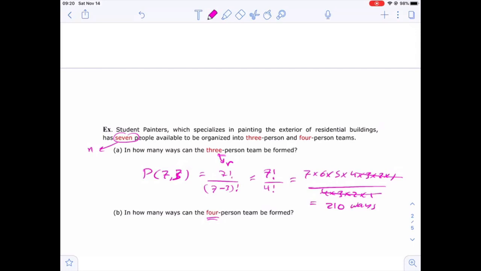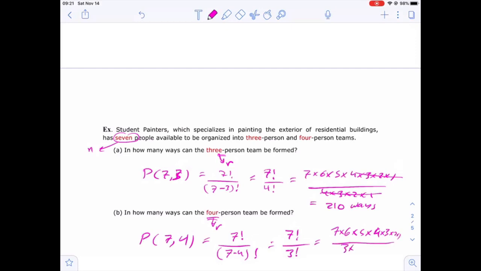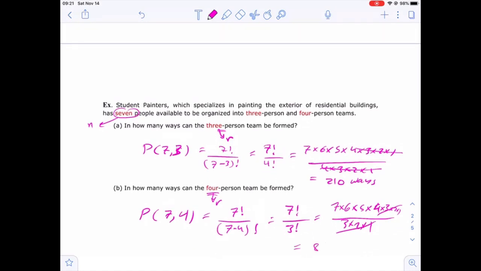Now, in how many ways can a 4-person team be performed? So here we have r equals 4, so we use P(7, 4). We choose or take 4 at a time, so that's 7 factorial over 7 minus 4 factorial, which is equal to 7 factorial over 3 factorial. And then you may use the calculator, or you can multiply by hand as I do here. Then you cancel 3 times 2 times 1, and you get 840 ways.